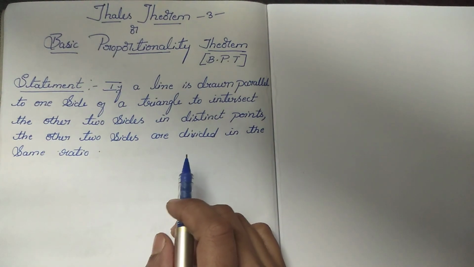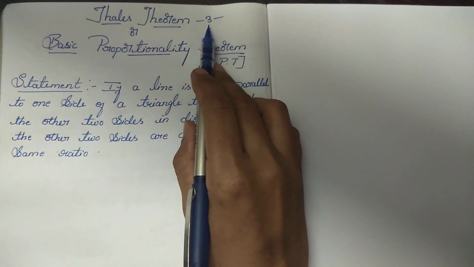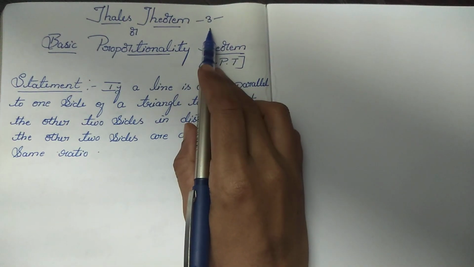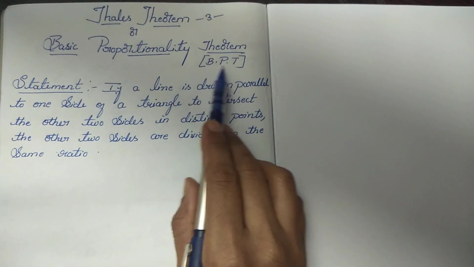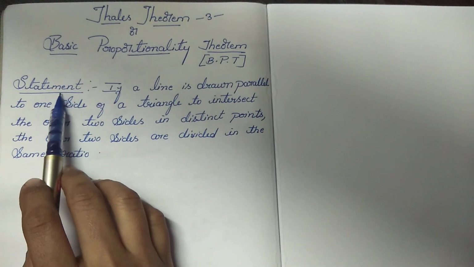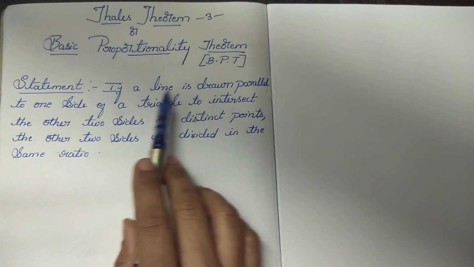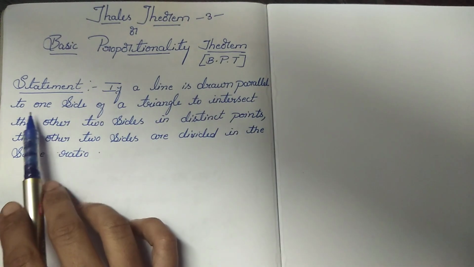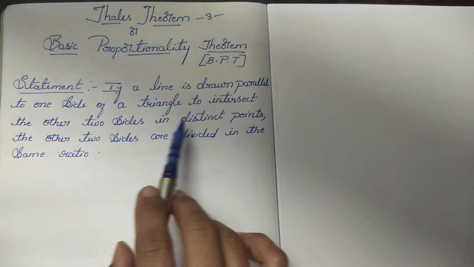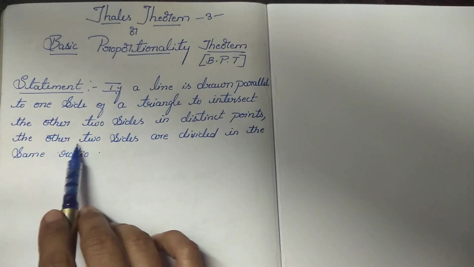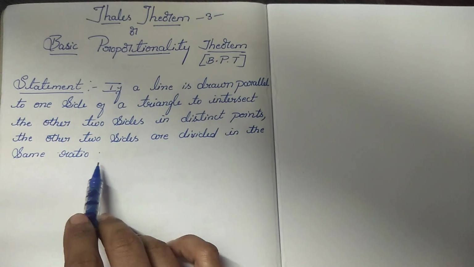Hello students, now I am going to explain to you about Thales theorem, which usually comes for 3 marks. Another name for Thales theorem is basic proportionality theorem, in short BPT. The statement goes: if a line is drawn parallel to one side of a triangle to intersect the other two sides in distinct points, then the other two sides are divided in the same ratio.